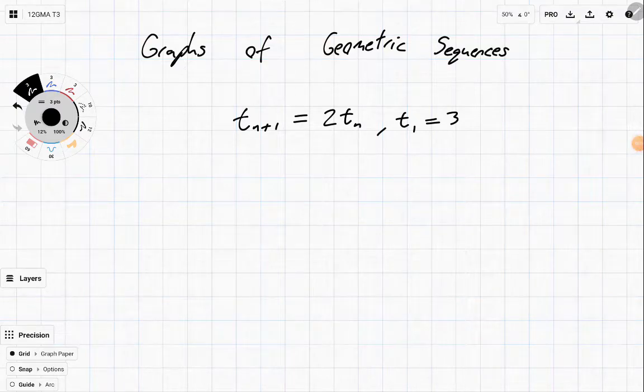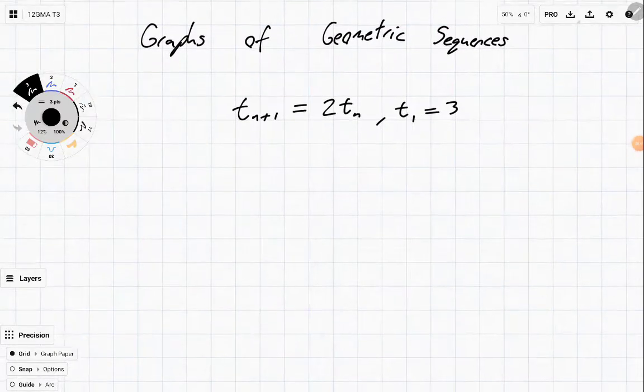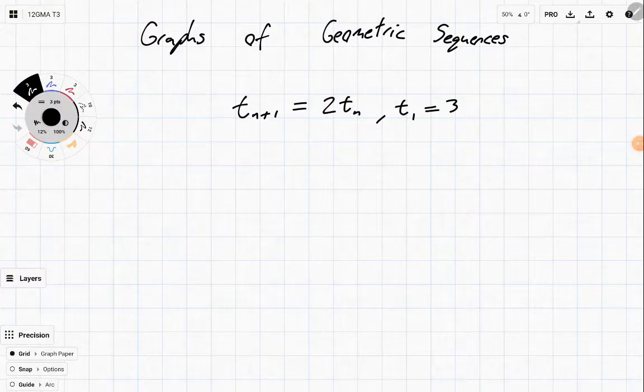Alrighty, let's look at graphs of geometric sequences. So we're going to look at the 4 different types of graphs that you get, depending on what r is. In this first case, we've got a positive r bigger than 1, and we're going to have a look at how that actually affects our graph. So you can see we've got Tn+1 = 2 × Tn, where T1 = 3.